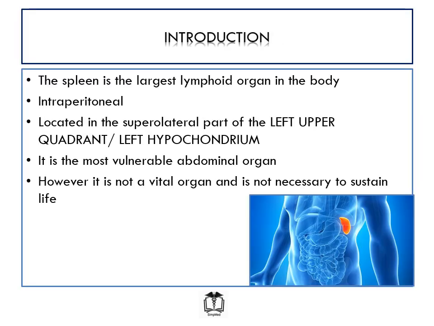The spleen is the largest lymphoid organ in the body. It is an intraperitoneal organ found within the abdomen, and that's the reason why we'll be talking about it under the module of the abdomen. It is located specifically on the left upper quadrant or the left hypochondrium of the abdomen, and it is said to be one of the most vulnerable organs, if not the most vulnerable organ in the entire abdomen. It is not a vital organ, however, so even if there's damage to the spleen, one can survive without it. So it's not necessary to sustain life.